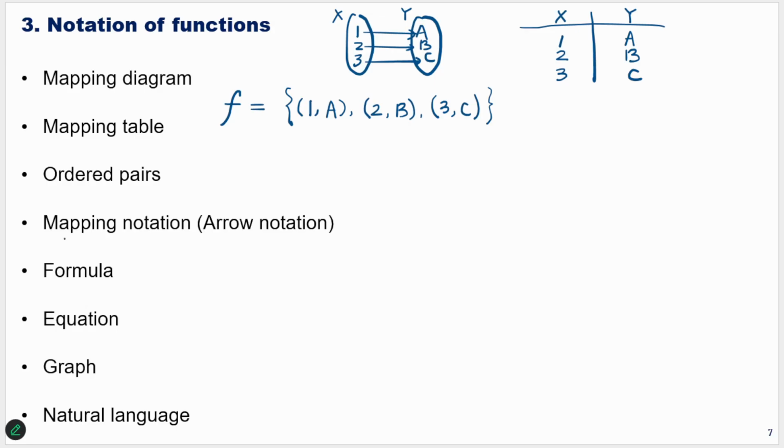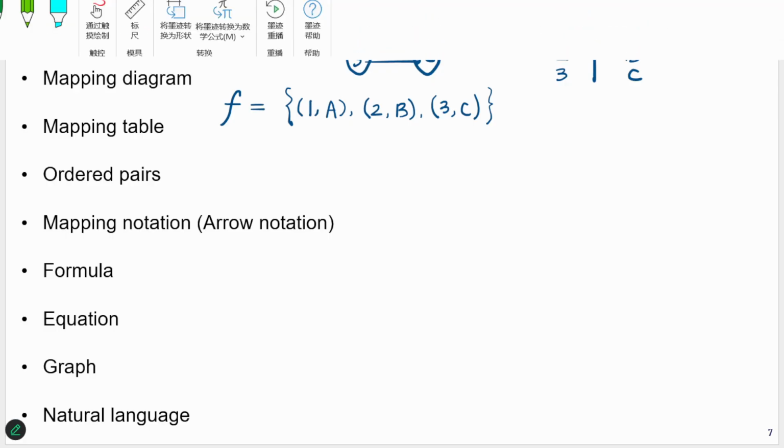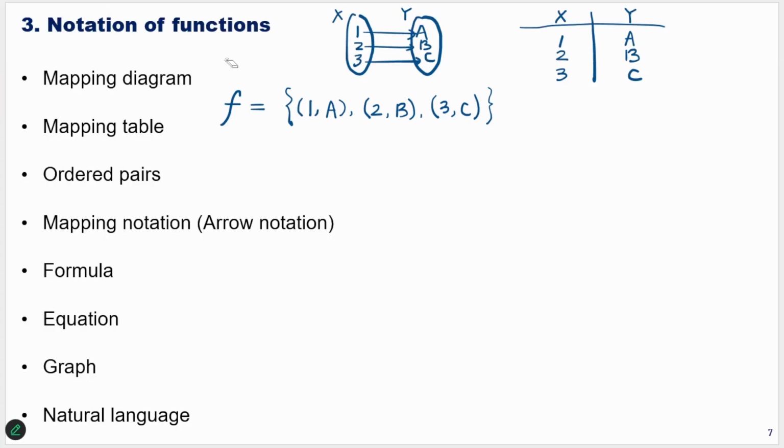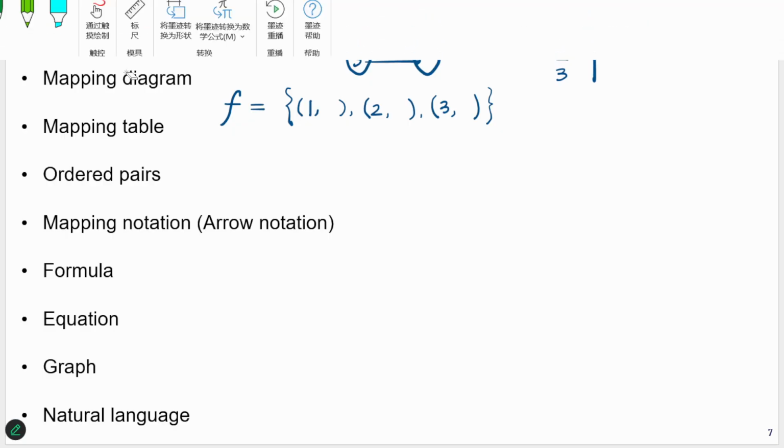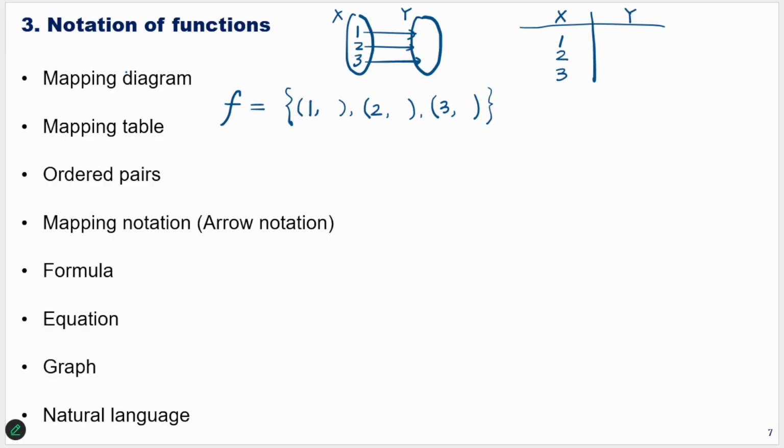So in order to use some other notations, let me modify this function a little bit. So this time, let's use some numbers to denote output, not the letters. Otherwise, it's not easy to generate legit formulas. So let's say 1 maps to 2, 2 maps to 4, 3 maps to 6. Then 2, 4, 6 here, right? So this is a method we can use to describe a function.